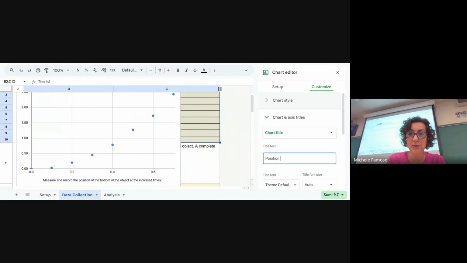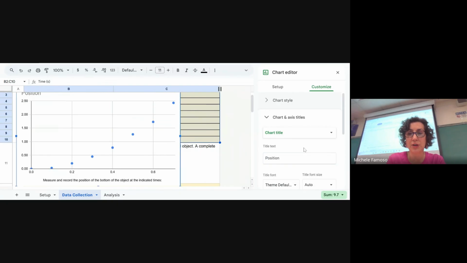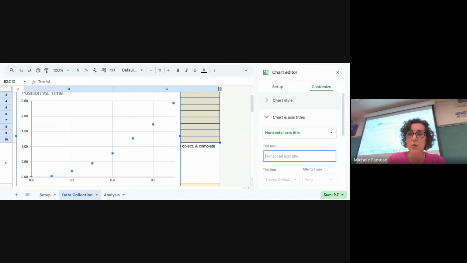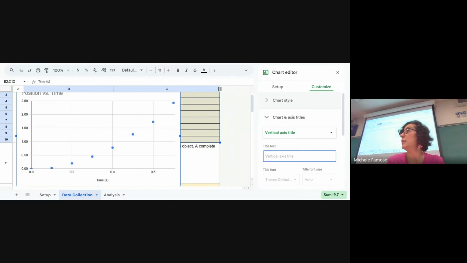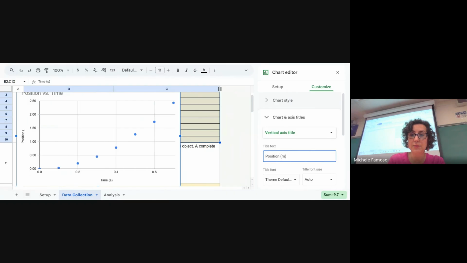That's right. Position. That's under chart and axis titles. Position versus time. We need to change the horizontal axis title. What's the horizontal axis title? Time in seconds. What should the vertical axis title be? Position in meters.